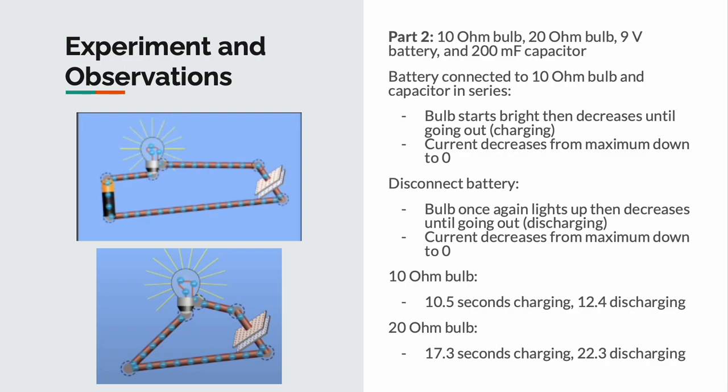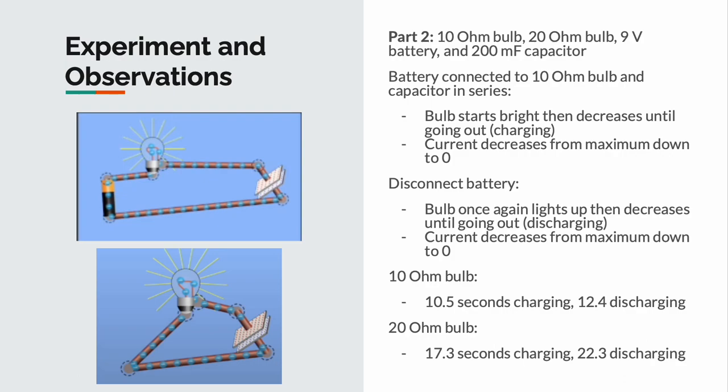For part 2, a 10 ohm bulb, a 20 ohm bulb, a 9 volt battery, and a 200 millifarad capacitor were put in a circuit. The battery was connected to the 10 ohm bulb and capacitor in series. The bulb starts bright, then decreases until going out, which is charging. Current decreases from maximum down to 0. When you disconnect the battery, the bulb once again lights up, then decreases until going out. This is discharging. Current decreases from maximum down to 0.